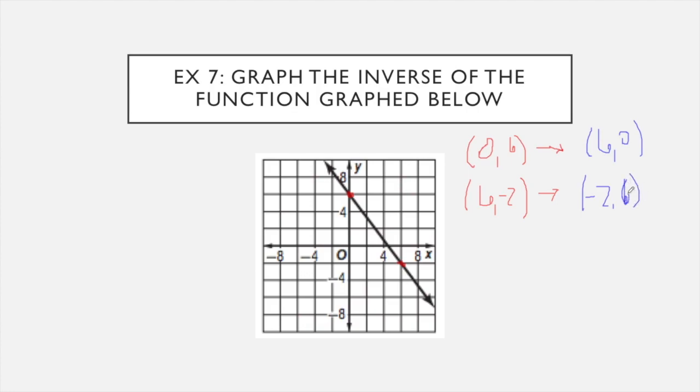This is a 6. Okay, so we flip these around. Now we're going to graph these new points. This is going to be my inverse, and this is my original. So plot these points. So 6, 0. Go over to 6 and stay there. And then my second point, go back 2 and up 6. Now you want to connect these points with a line. So if we do that, it should look something like that.